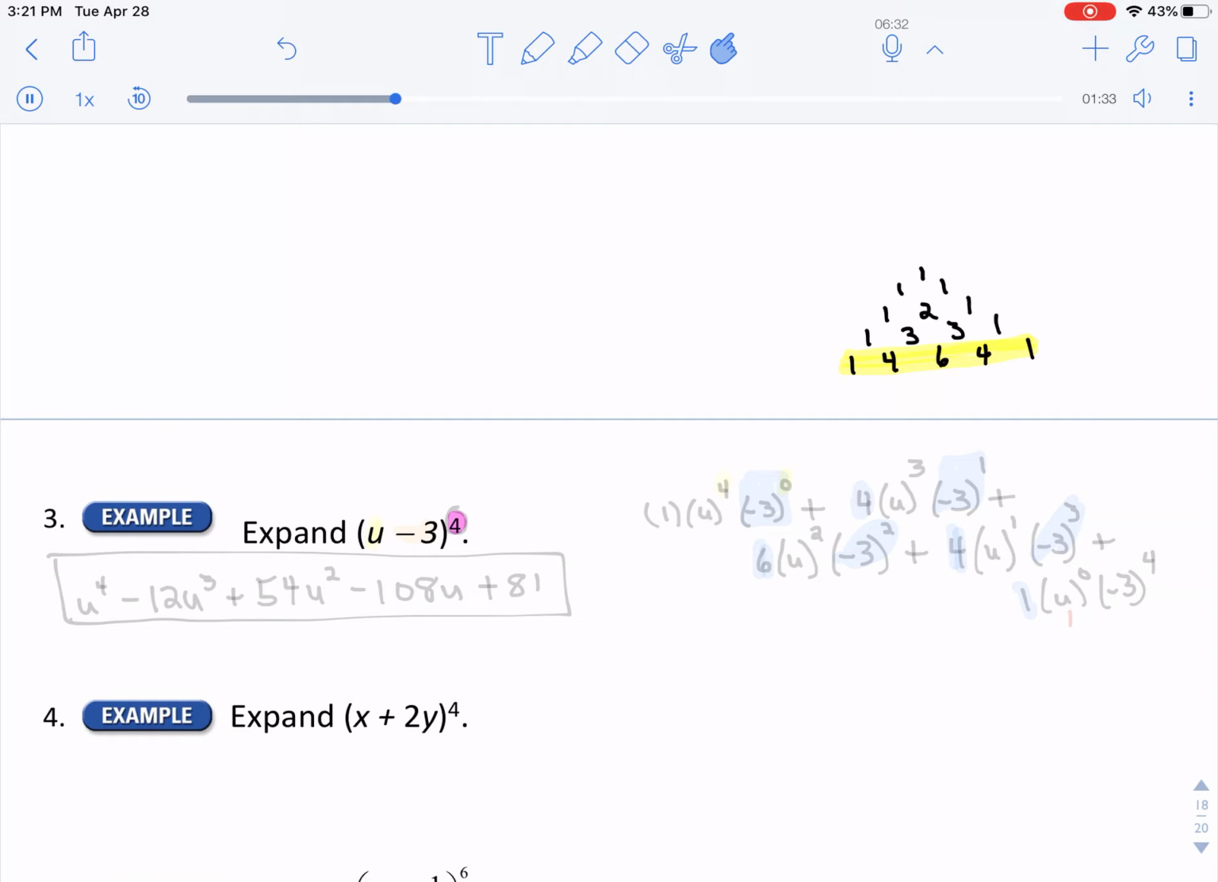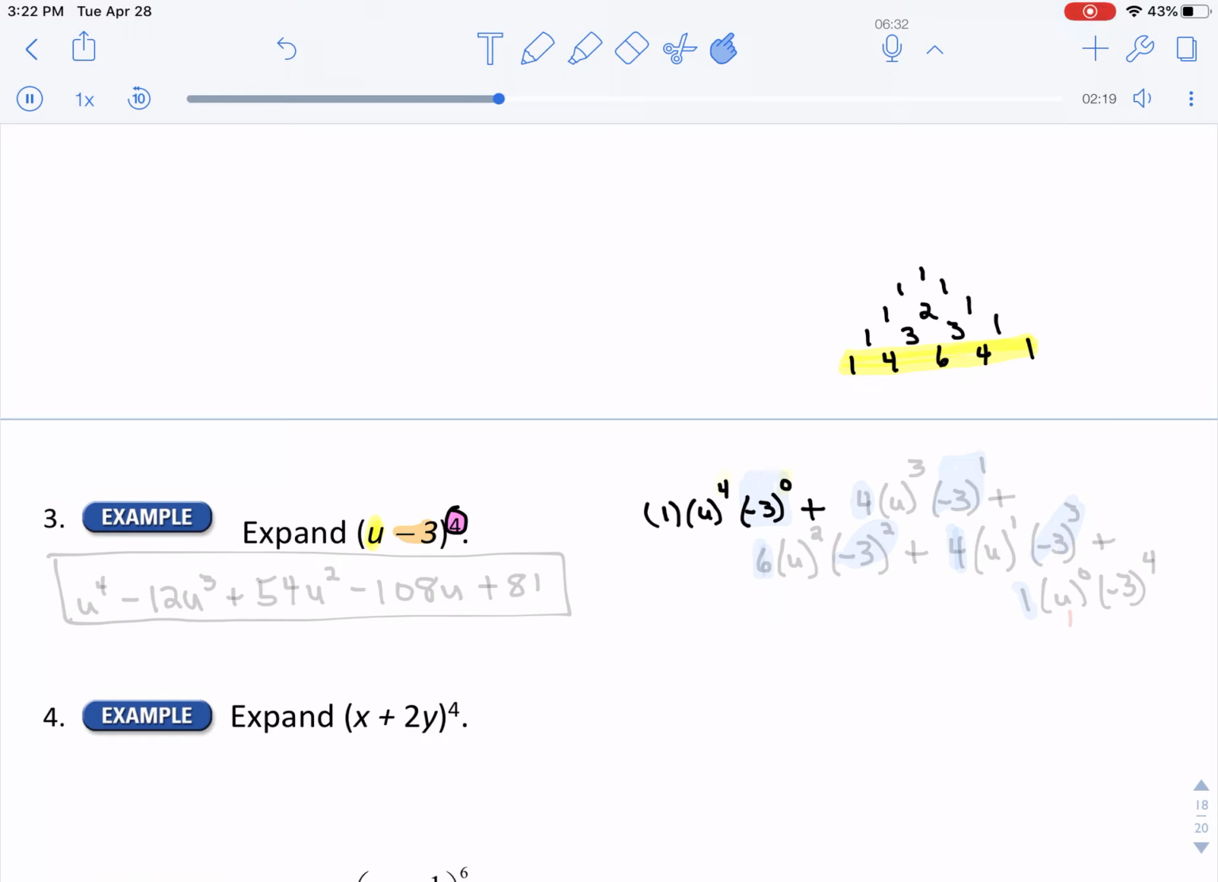So we start with the first number in Pascal's triangle. That's a 1. We put 1 times. Now we take the first term of the binomial. That's the u. So we do u in parentheses, and that's going to be to the fourth power. The fourth power is coming from this exponent. Then we take the second term of the binomial. Now when you pick up the second term, you want to pick up the negative sign and the 3. So over here in parentheses, I'm going to put negative 3, and that's going to be to the 0 power. All right, then we put a plus sign.